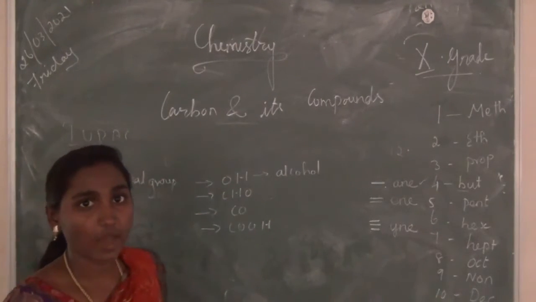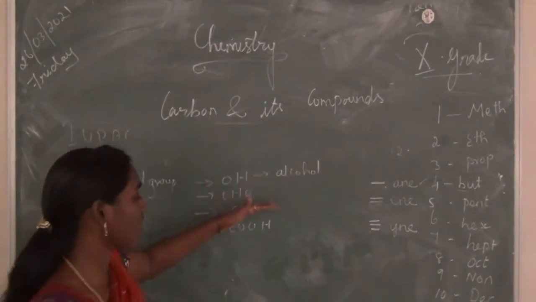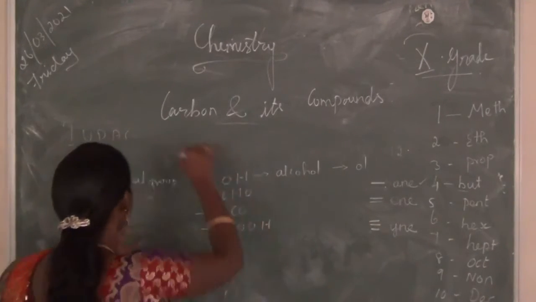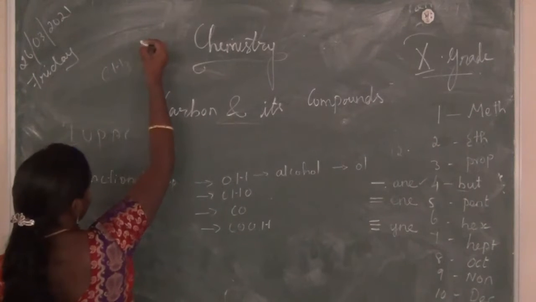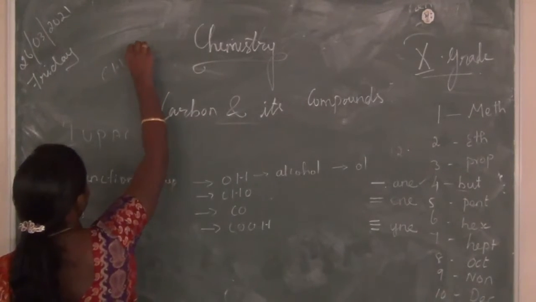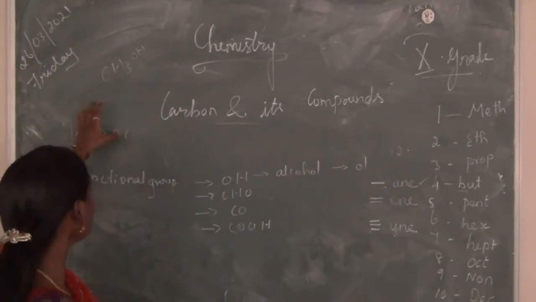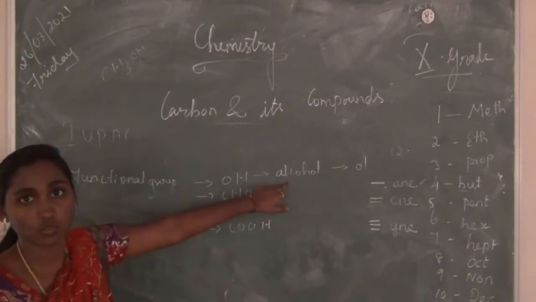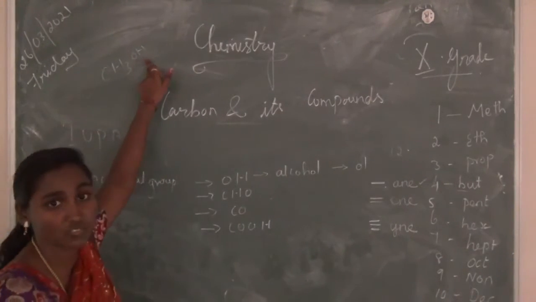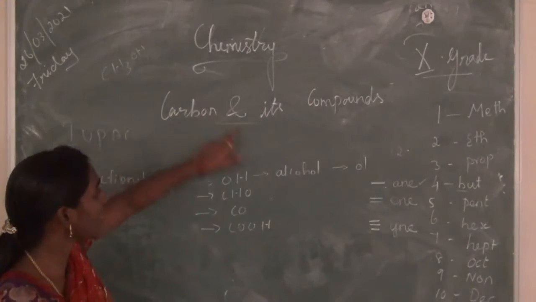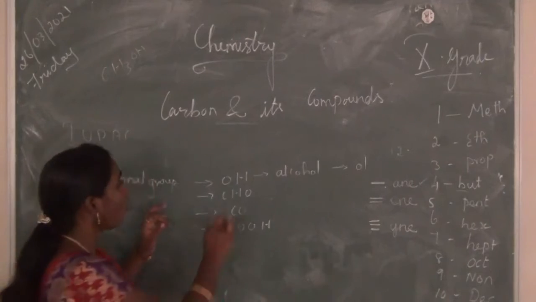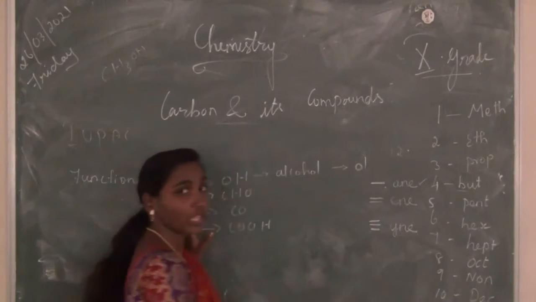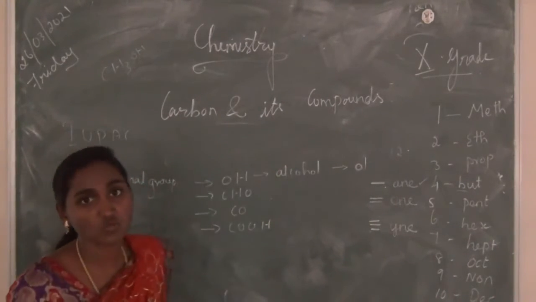If one compound has OH, the suffix we can add in this compound is OL. For example, CH3OH is a compound. It contains an OH group, which means the alcohol group. What is the functional group? OH, which is an alcohol group. So if an alcohol group is present, we can use the suffix word OL.